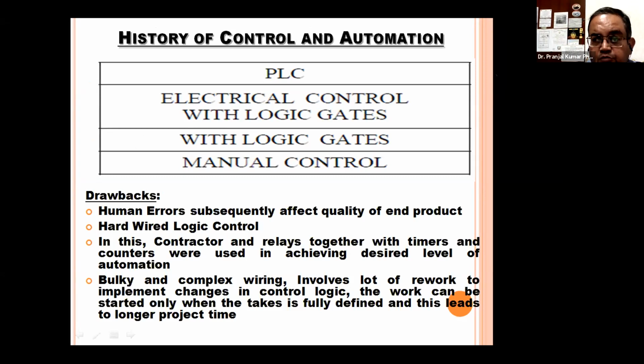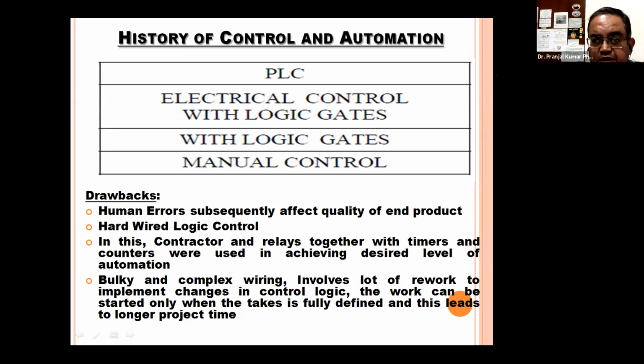Now, before going to my slides on modern technologies, you must know the history of control and automation of any equipment in any industry, including boilers. The first was a PLC, programmable logic controller. Then with the advent of electrical control and logic gates. If we go by this, actually it is in descending order. The first one is manual control from the bottom, and later it went to PLC. And now, instead of PLC, we are using what?